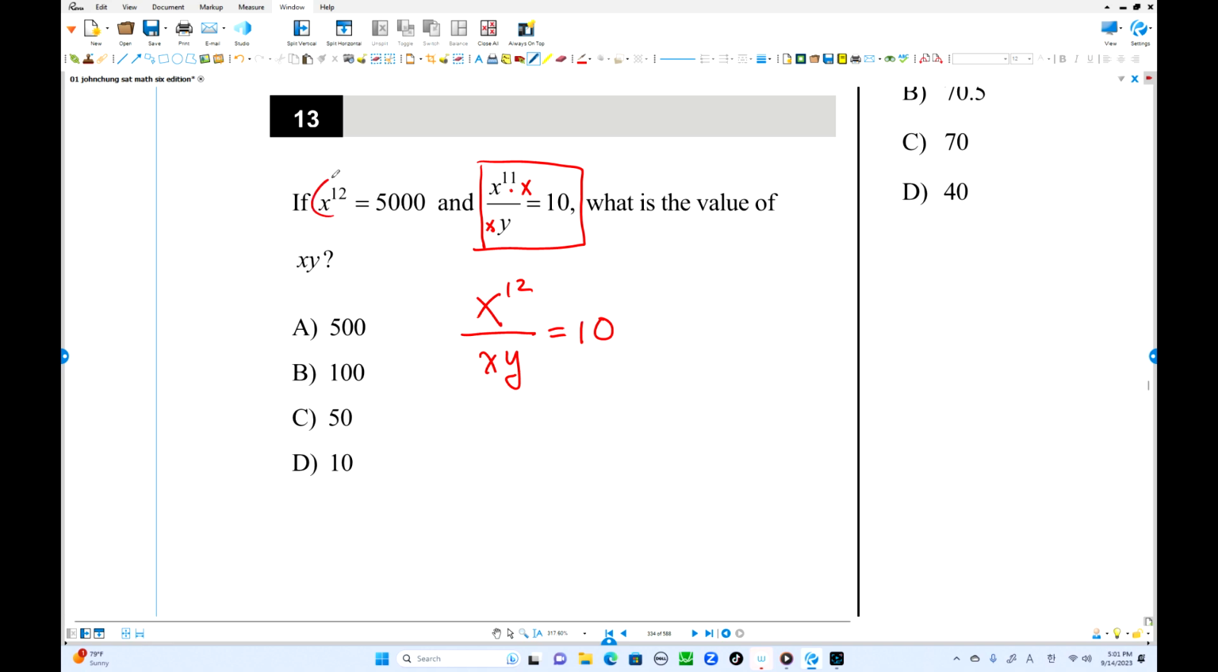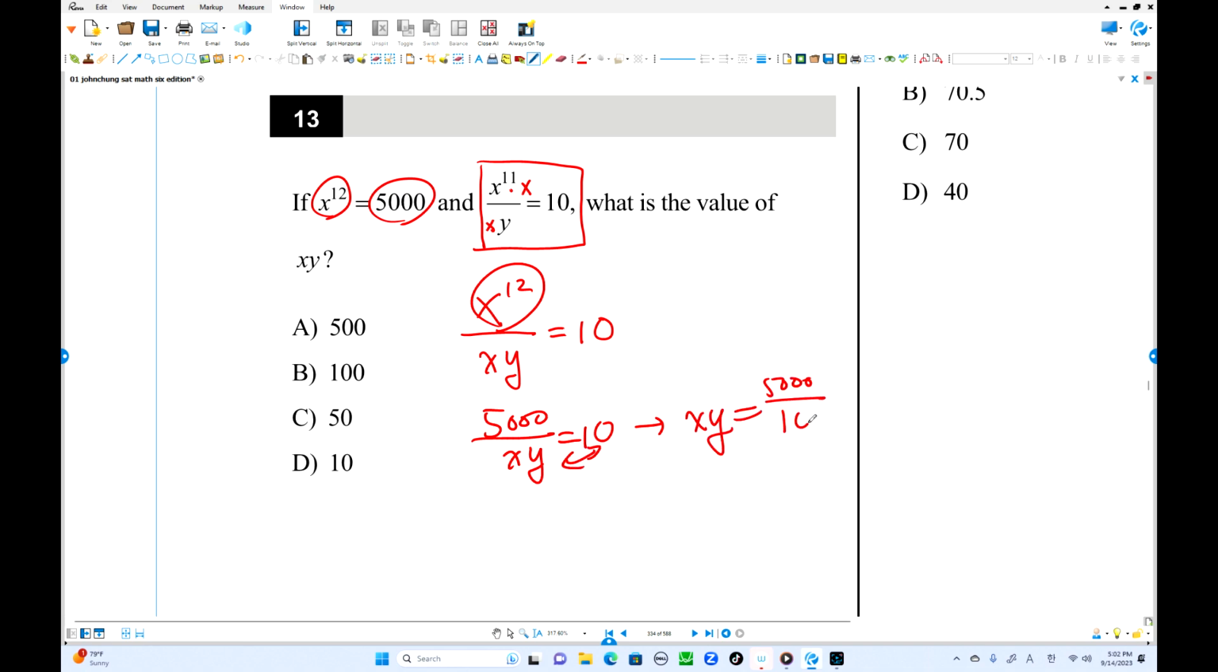But you know that x to the 12th power is 5,000. That is 5,000 over xy equals 10, right? What is the xy? You can switch them any time. 5,000 over 10, isn't it? It's going to be 500, which is the value of xy.